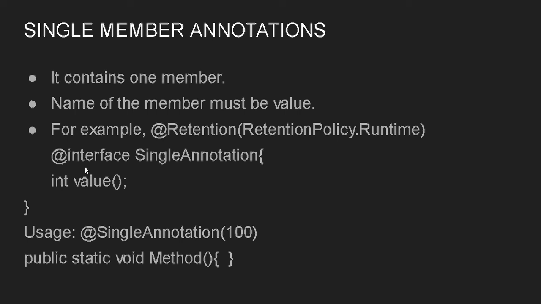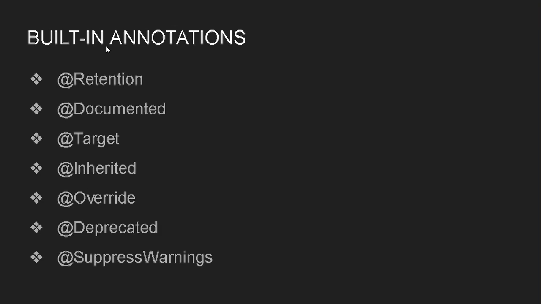For now it is enough to remember that single member annotations contain exactly one member, and this is how we are going to use it. Then after that, these are the built-in annotations: we have retention, documented, target, inherited, override, deprecated, and suppress warnings. These are all built-in annotations which are already defined by Java itself, in the Java programming language.